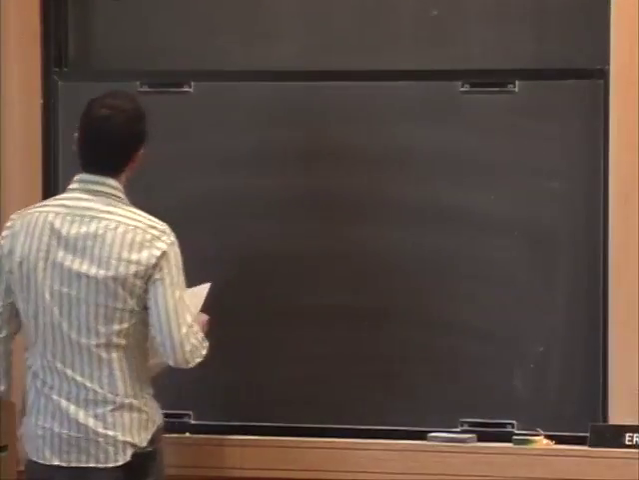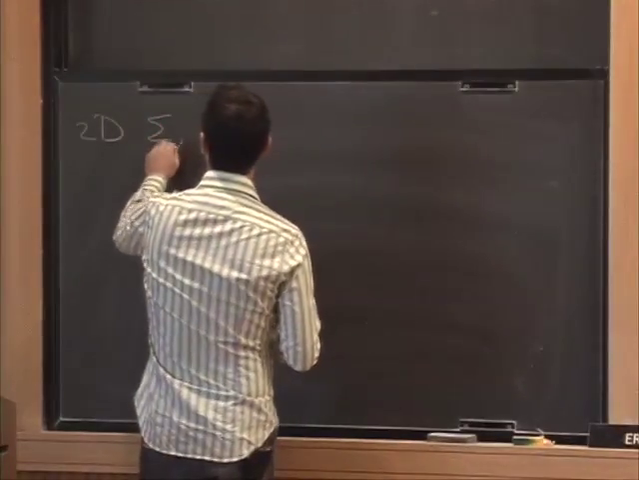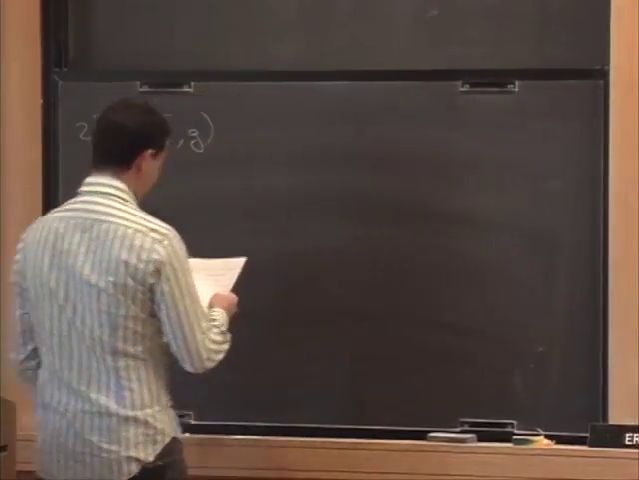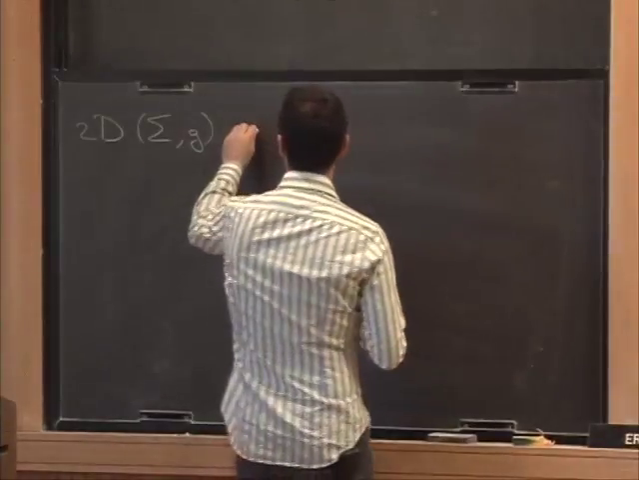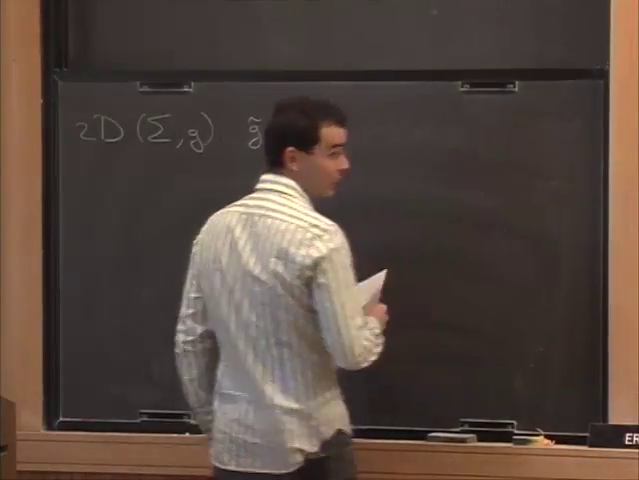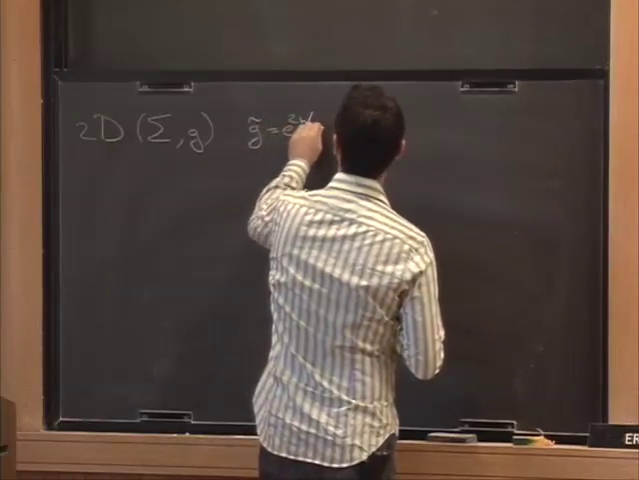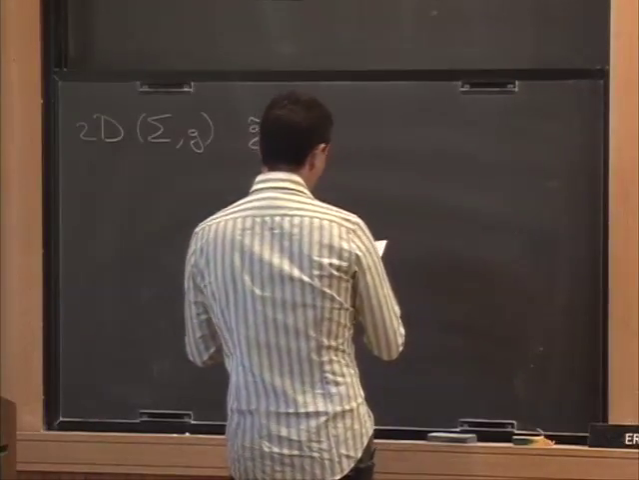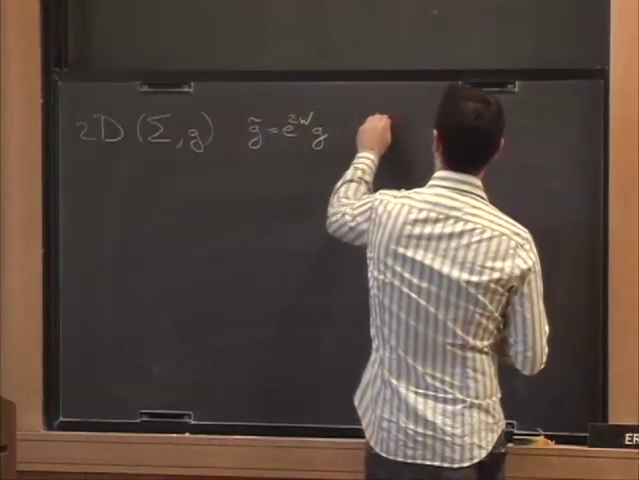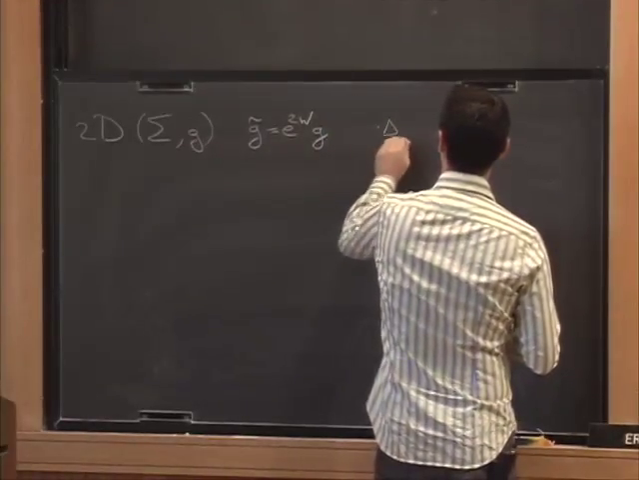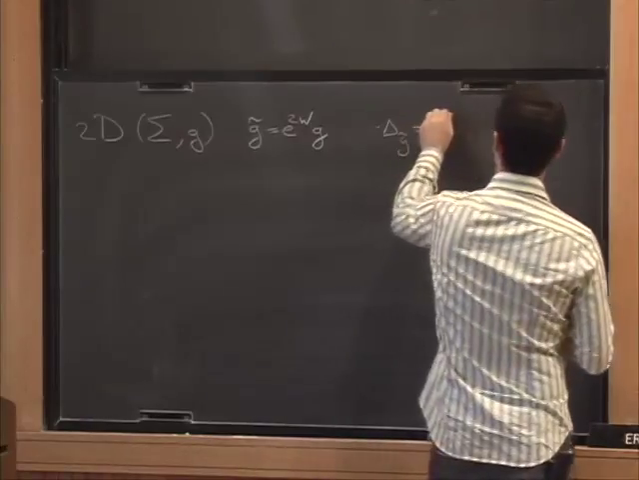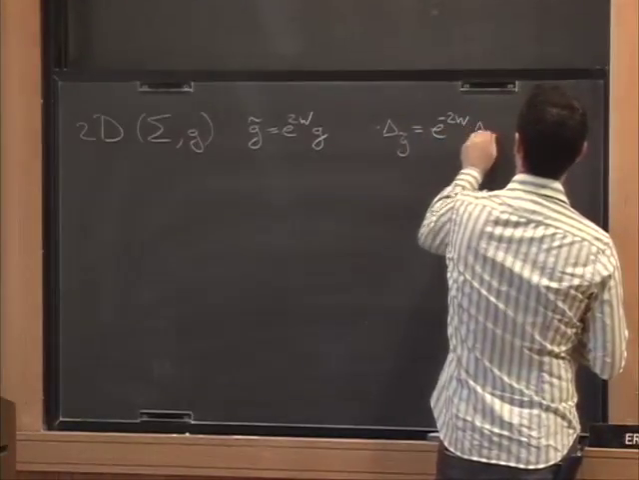All right, so I recall some very basic facts in 2 dimensions. So in 2D, I consider a surface sigma with some metric g. And it's very classical that if you deform conformally the metric in this way, so I write g tilde equals e to the 2w times g, then we have this nice transformation law for the Laplace operator. So delta g tilde is e to the minus 2w times delta g.